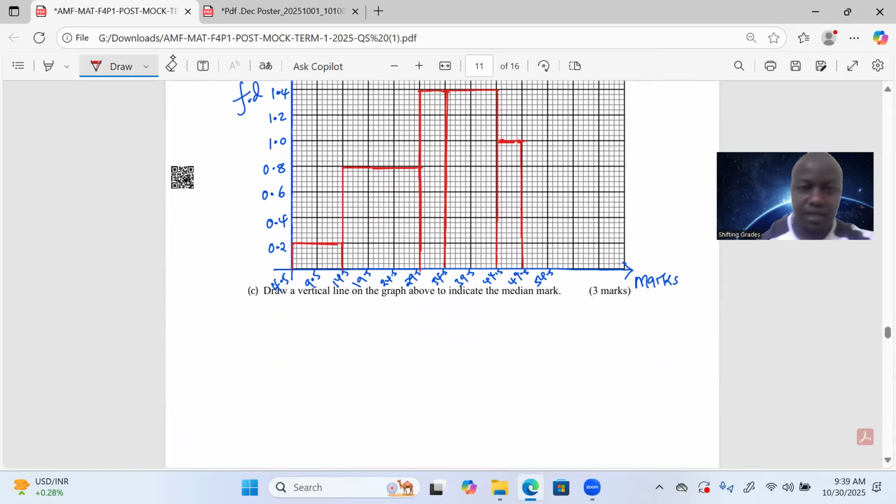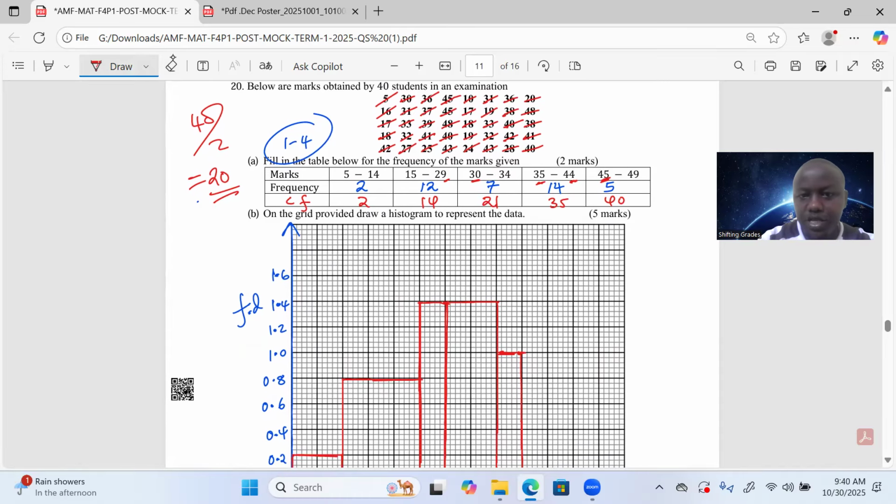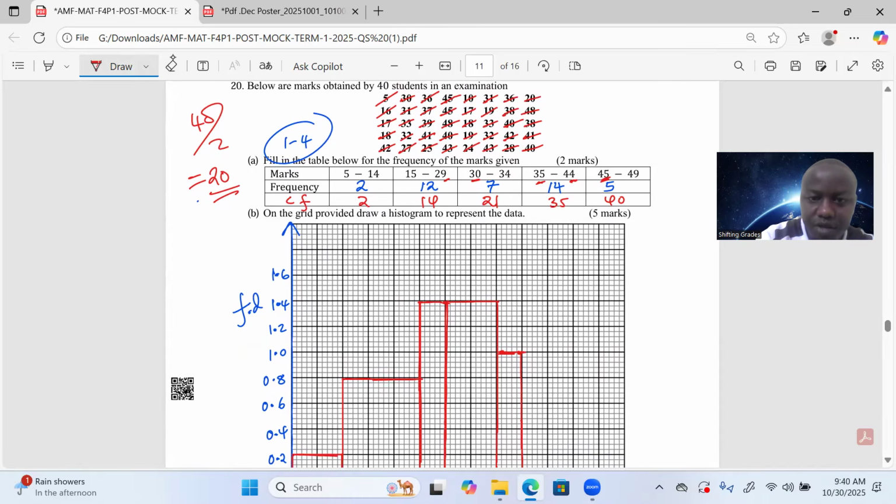Now, according to this data and the frequencies here, because of space, allow me to clean up, since we have already used that. Allow me to talk about the cumulative frequencies. This is 2, this is 14, this is 21, this is 35, and this is 40. So when we take 40, the total frequency, over 2, we get 20. So where is the 20th student? The 20th student is in this class because this is 21.